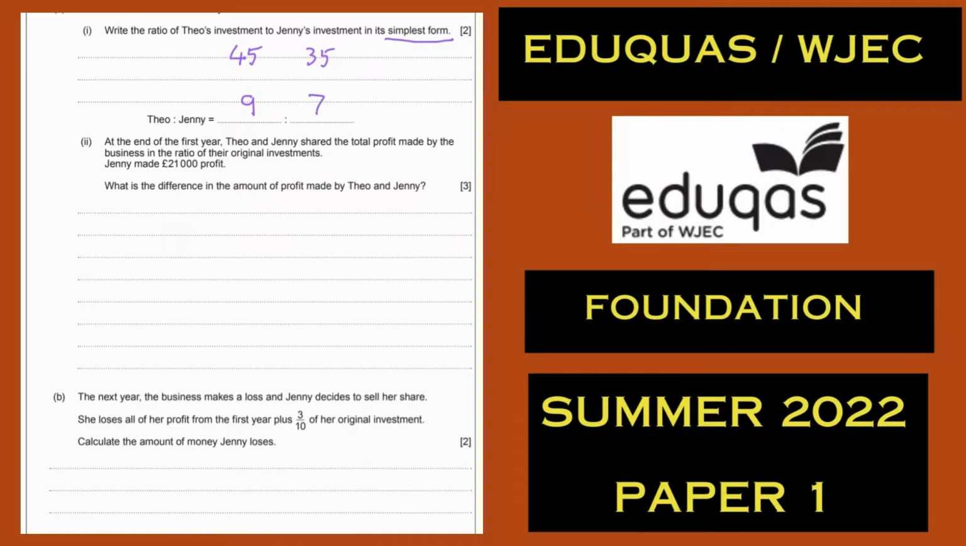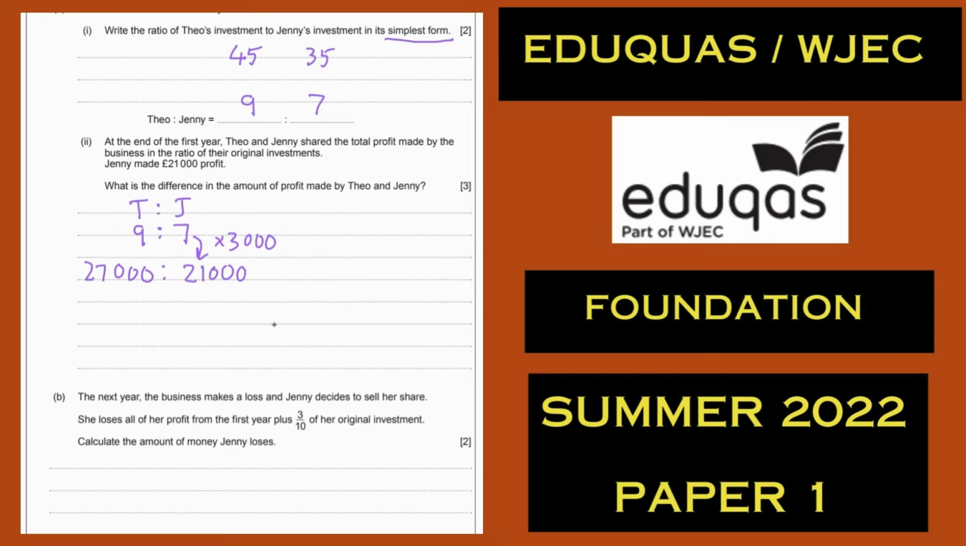Part II, at the end of the first year, they share the total profit. So they are staying, Theo, Jenny, 9, 7, and Jenny is 21,000. 7 to 21 is a multiplier of 3, so 7 to 21,000 is a multiplier of 3,000. Same to both sides. 9 lots of 3 is 27, but stick the noughts on.